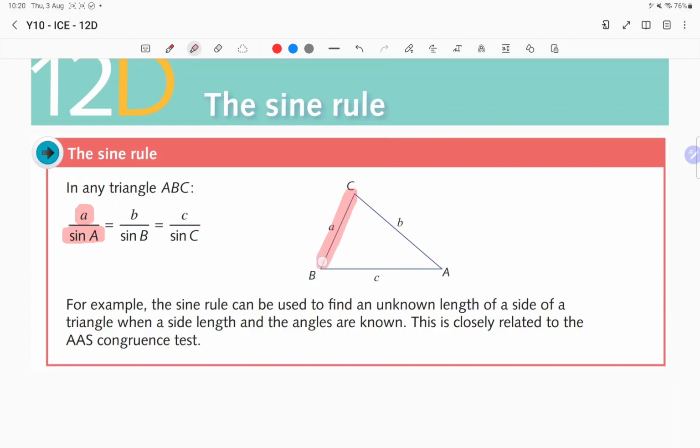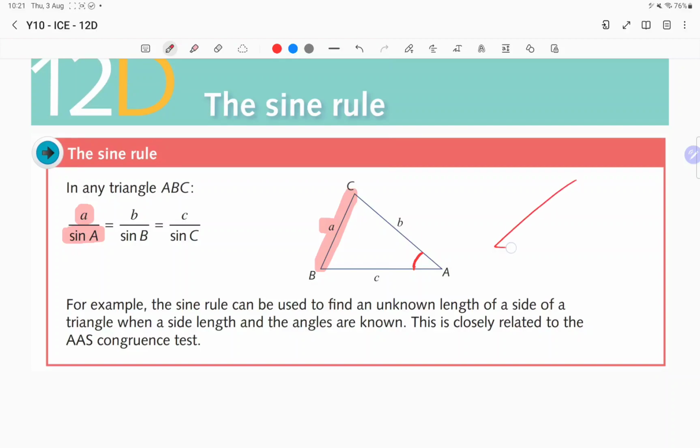So for example, the side here is A and the opposite angle. Now opposite is the angle that is looking at the side here, right? If this is this angle here, then that's an adjacent angle because that's next to the side that makes up the angle. This is also an adjacent angle. So opposite is this angle here.